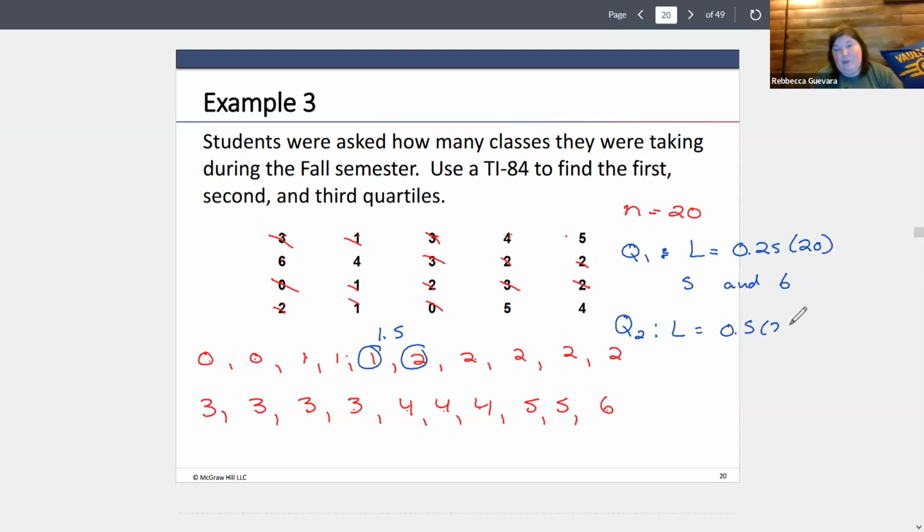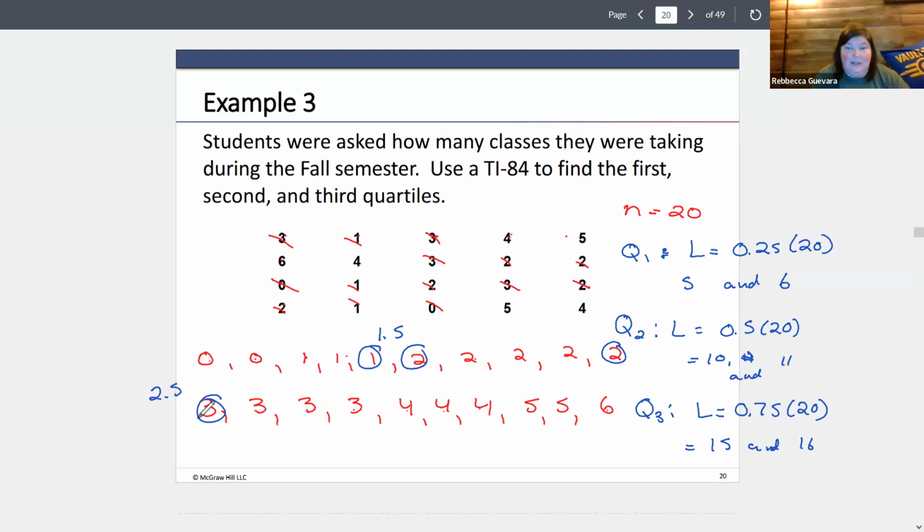If I want my Q2, that's 50%. So that is going to be 10 and 11. So that'd be this number and this number, and halfway between them would be 2.5. And then Q3, that's going to be 0.75 of 20, which is going to be, my brain just shut down, 15 and 16. So let me see, 11, 12, 13, 14, 15, and 16.